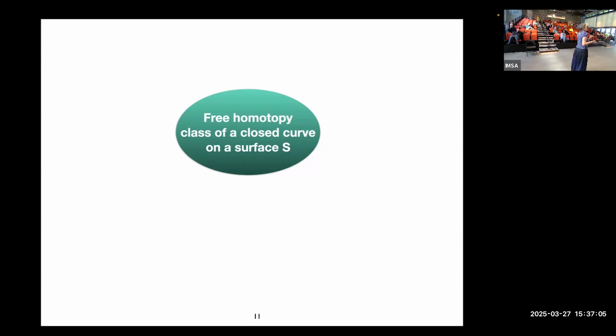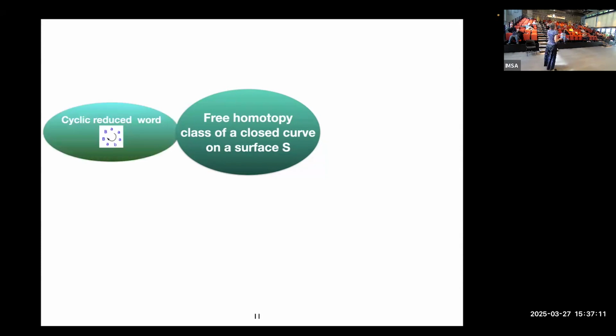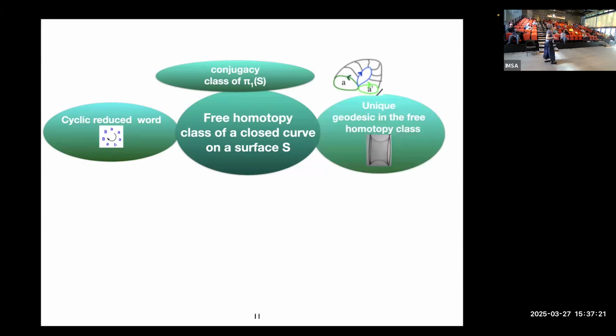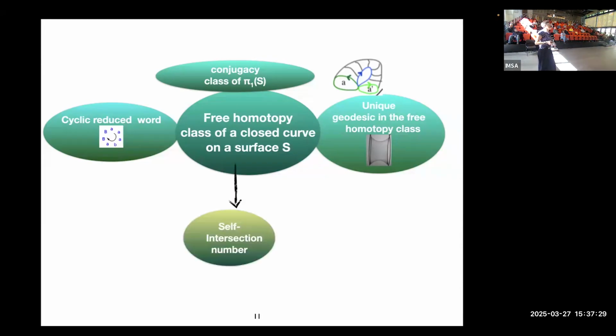So let's say we're on the surface, often with boundary, but many things work for both. And there are many ways of looking at it. We can look at the simplest word, this thing I just described. It's a conjugacy class of the fundamental group of the surface. And also, if we have a metric, and all my metrics are of constant negative curvature, you can think of the geodesic in the class of the curve. There are three incarnations of my class.